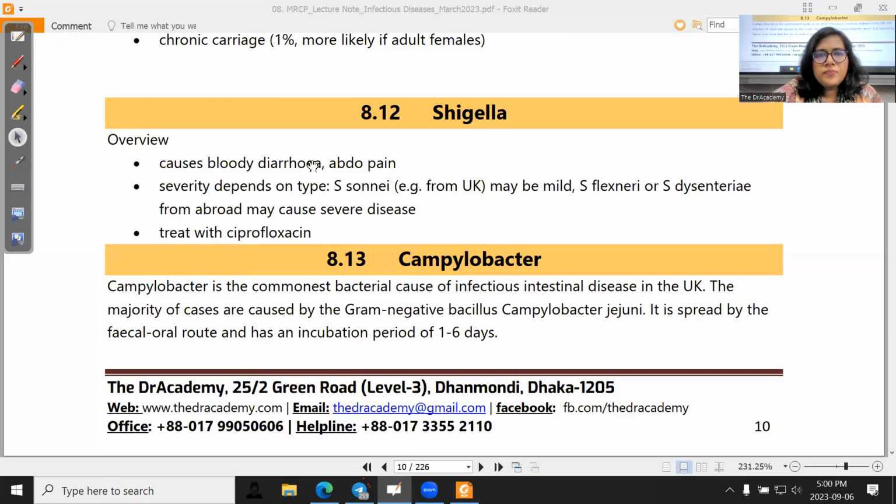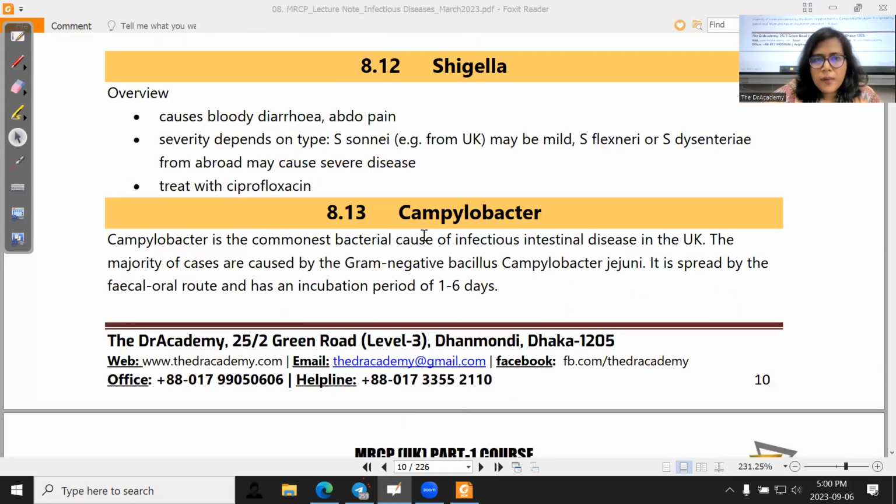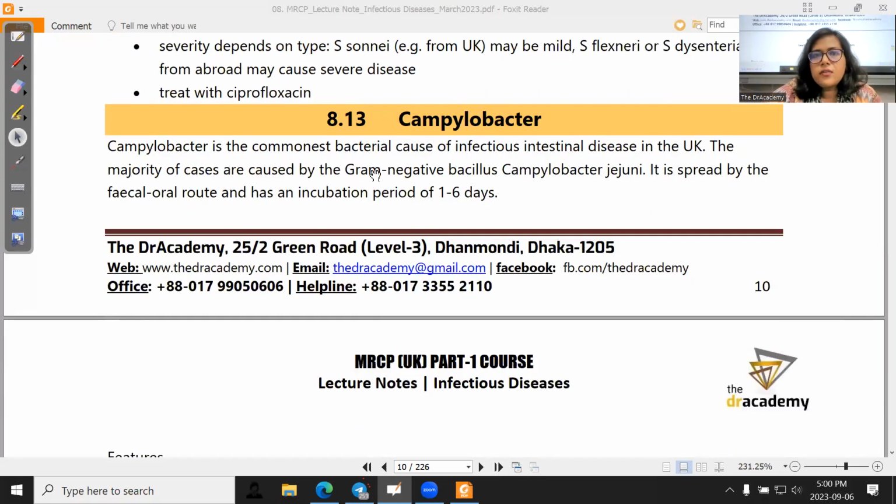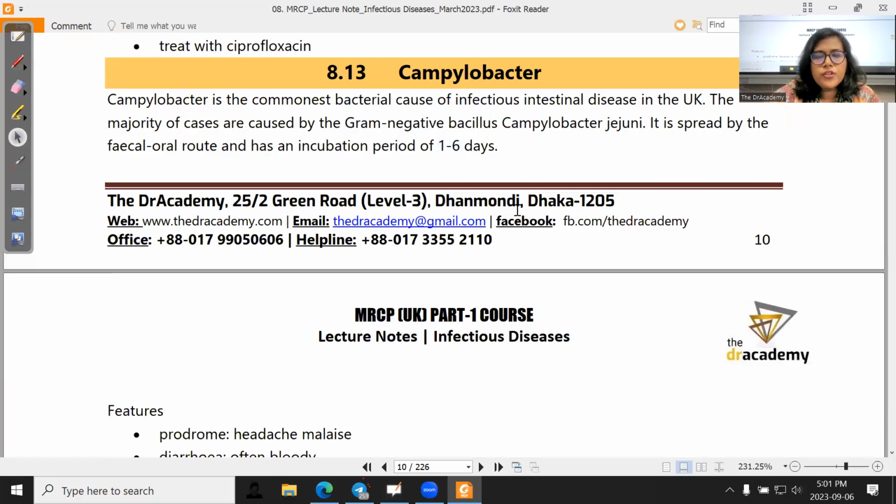Okay, Shigella, just remember that this causes bloody diarrhea and abdominal pain, treated with ciprofloxacin. Campylobacter, this is important. It's a gram-negative bacillus or gram-negative rod, the commonest bacterial cause of infectious intestinal disease, or commonest bacterial cause of gastroenteritis in the UK. Transmitted by the fecal-oral route, incubation period of 1 to 6 days. This is very important. Okay, incubation period for Campylobacter jejuni.